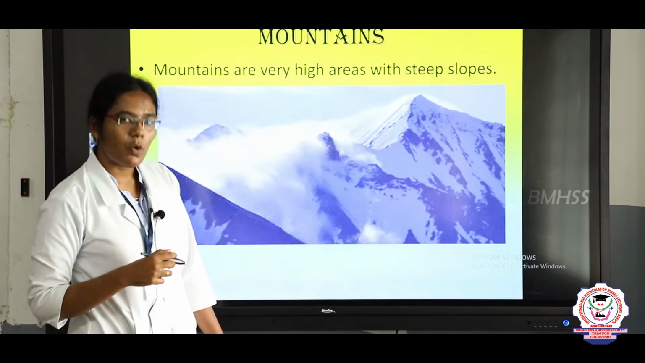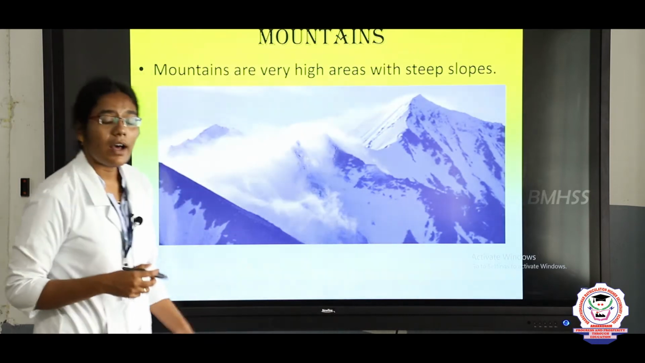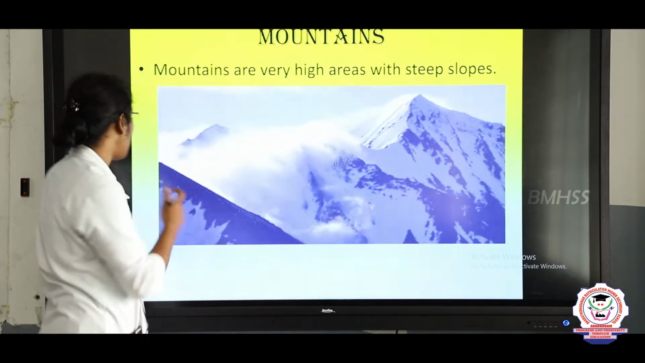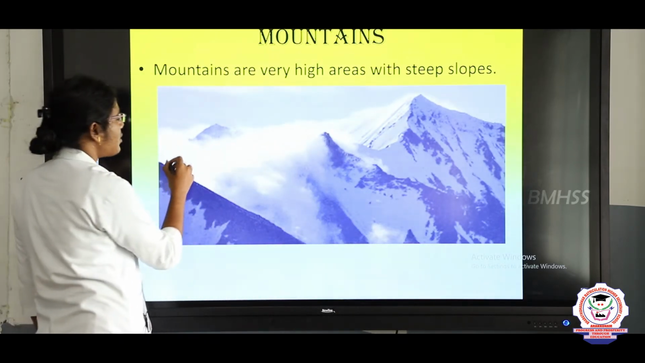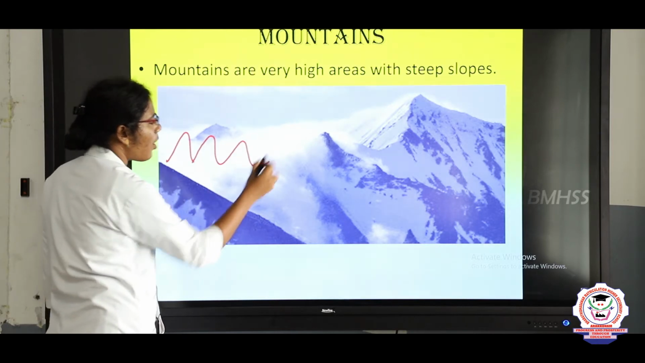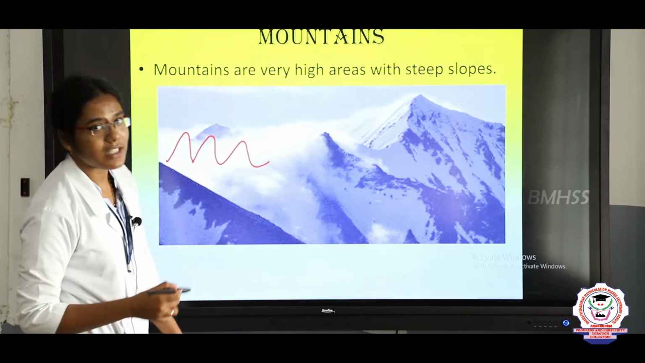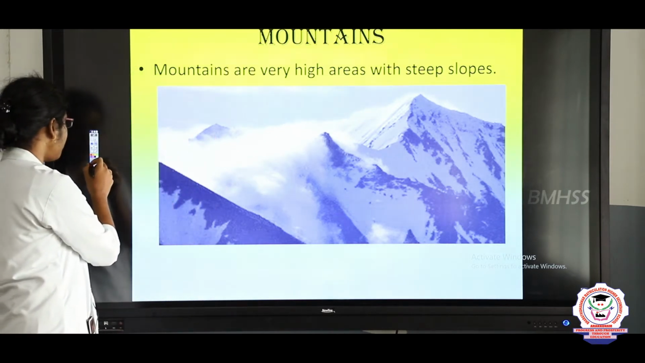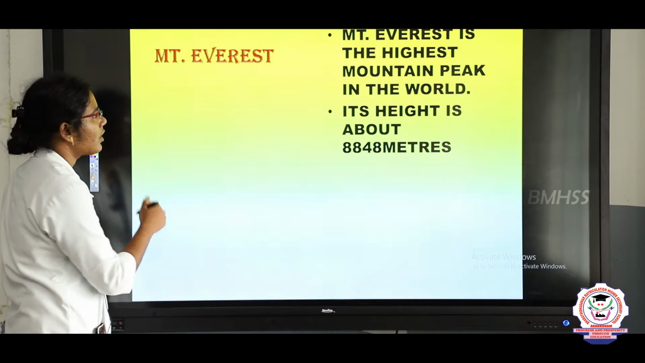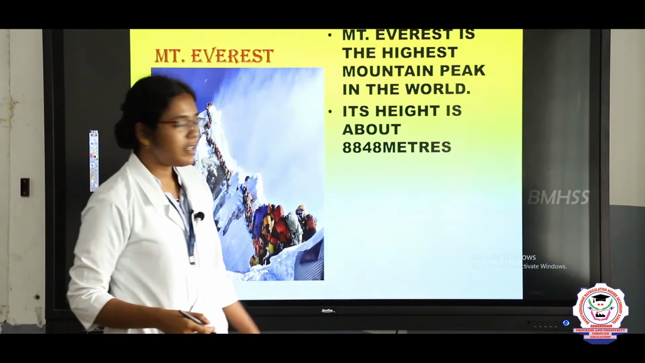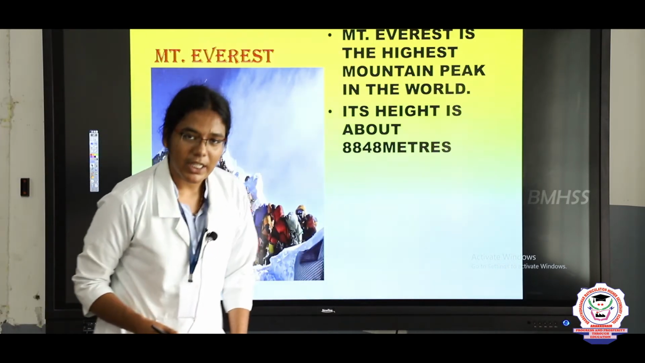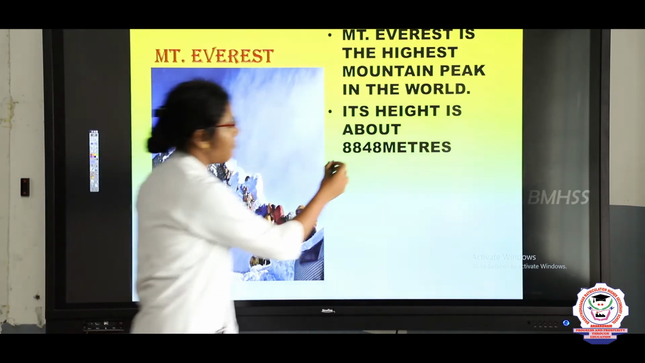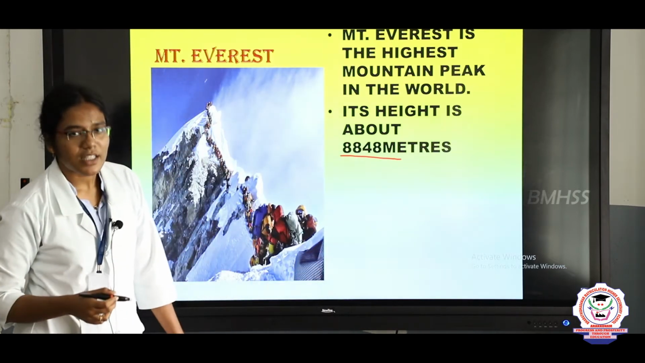What is meant by mountains? Mountains are very high areas with steep slopes. The continuous forms of mountains are called ranges. Mount Everest is the highest mountain peak in the world. Its height is about 8,848 meters.